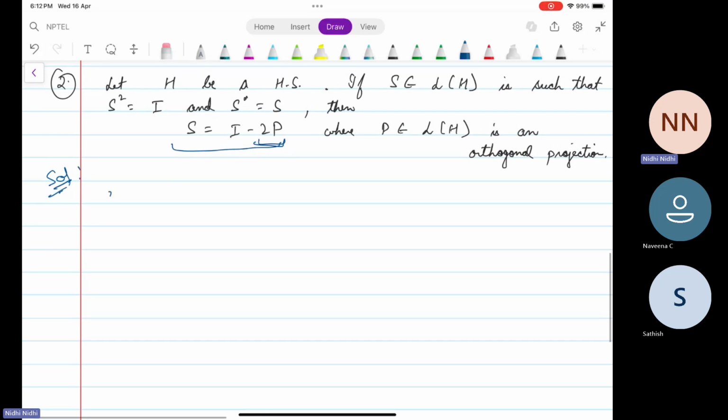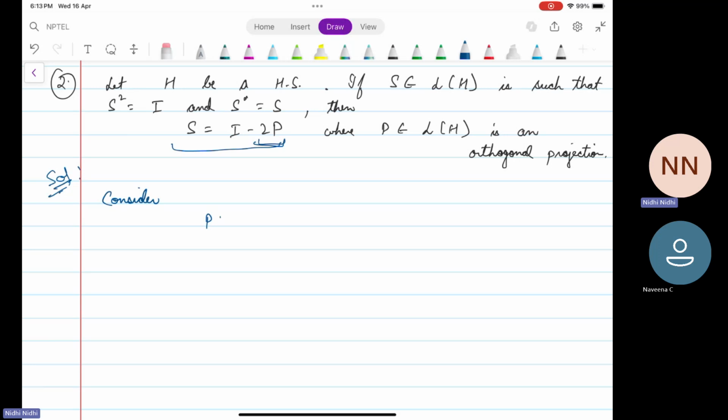Now consider P from H to H, P of X is equal to 1 by 2 times (I minus S) X for every X in H. Clearly, since I and S are bounded linear operators, this P is also a bounded linear operator. P belongs to L of H. Now, we will show that it is an orthogonal projection as well.